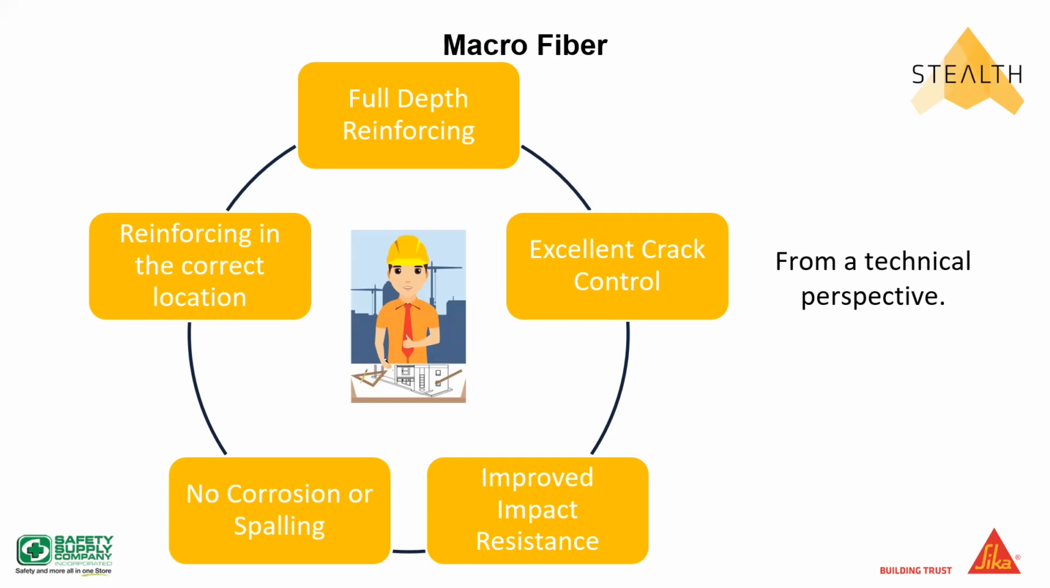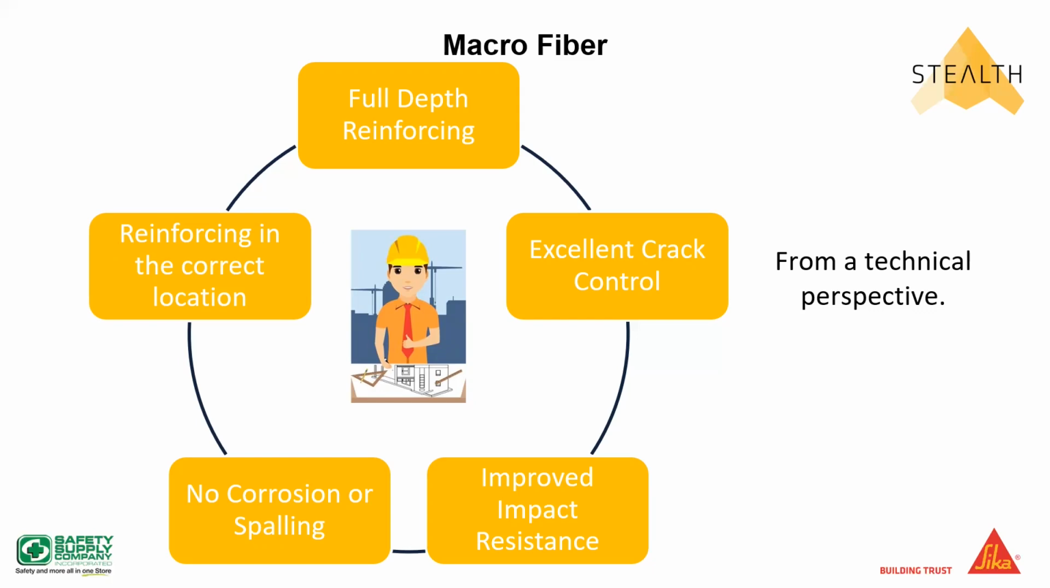micros will. Especially a fibrillating macro fiber will do everything that a microfiber will do when it comes to crack control. It improves the impact resistance tremendously, no corrosion or spalling. We talked about impact and spalling with the micros, but this goes to a different level with the macro fibers. Reinforcing in the correct location. What I'm talking about there is, I shouldn't say most, but many slabs that I go out to and watch being poured have welded wire fabric on them. Where do you think that welded wire fabric ends up?